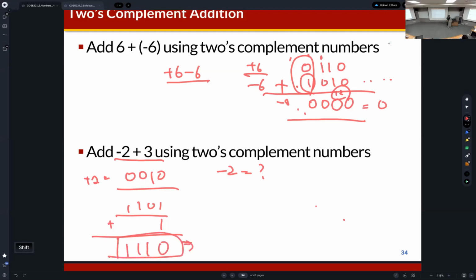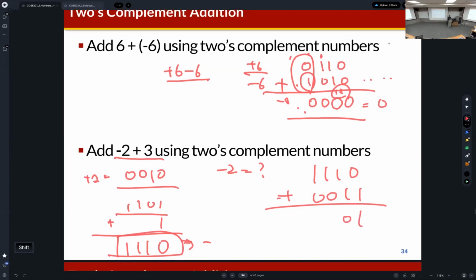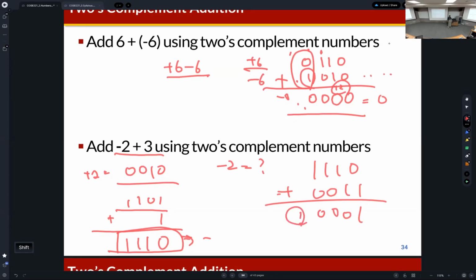So you know this is minus 2 because it's minus 8 plus 4 plus 2, right? So minus 2 is 1110. Then plus 3 is 0011, right? What is the result? We can just apply the normal add operation in the two's complement number system. So the result is 1000, actually 1 0 0 0 1, but the carry 1 is removed. So the final result becomes 0001. Correct? Yes, it's plus 1. So minus 2 plus 3 equals plus 1.